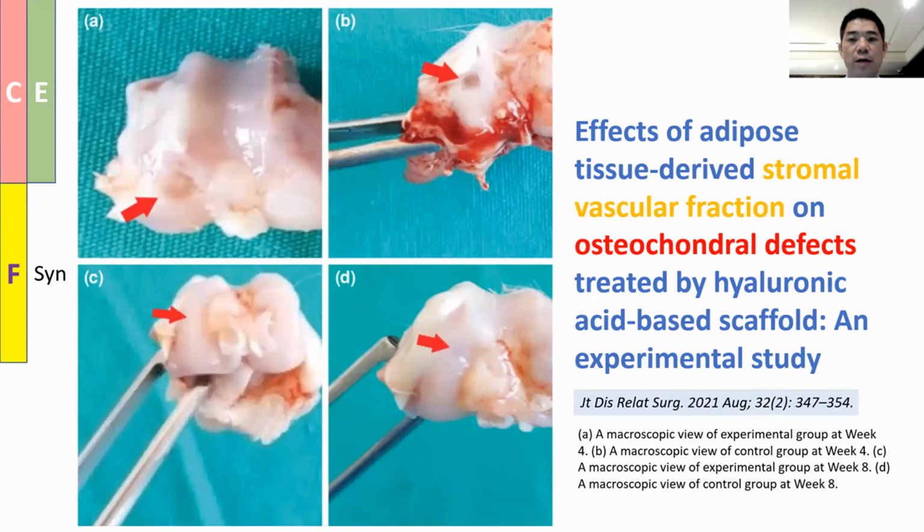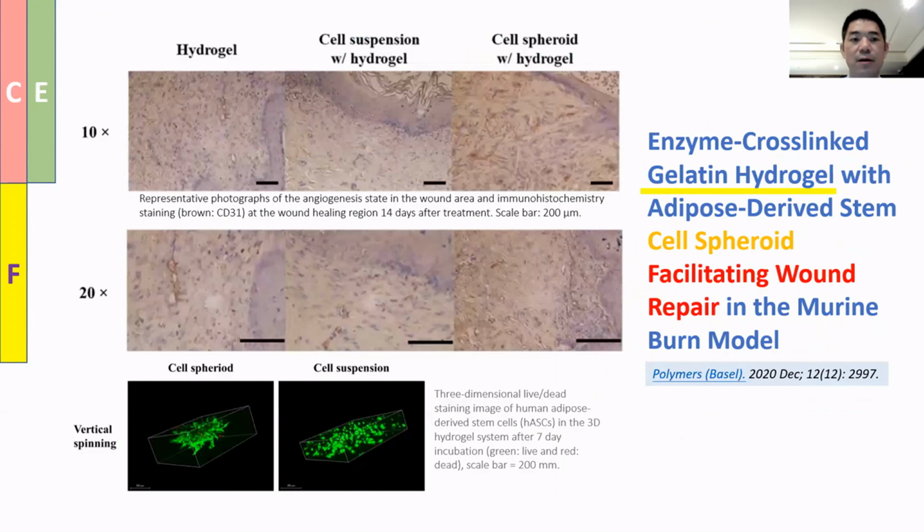And this is the real one, combining cells, homogeneous extracellular matrix with an independent synthetic scaffold. So it's from a combination of stromal vascular fraction with HA-based scaffold to treat osteochondral defects. And this is another example showing that a gelatin hydrogel can be combined with cell spheroids to facilitate wound repair.